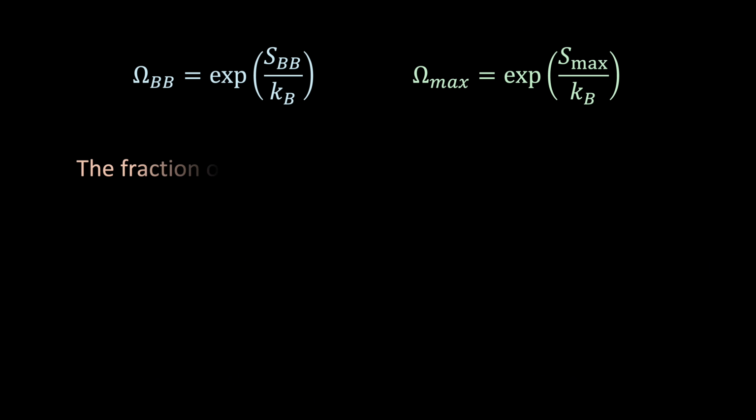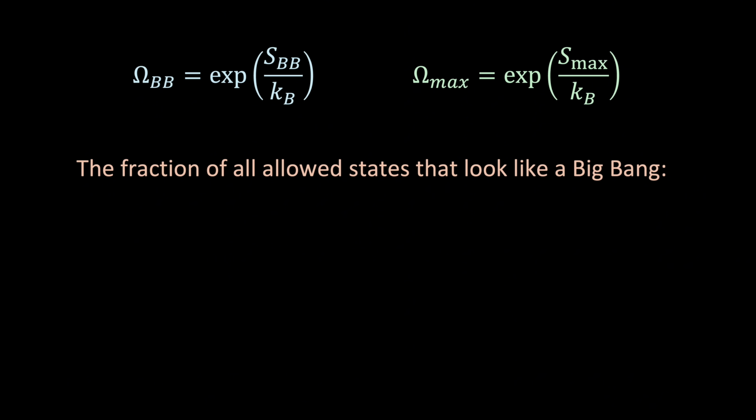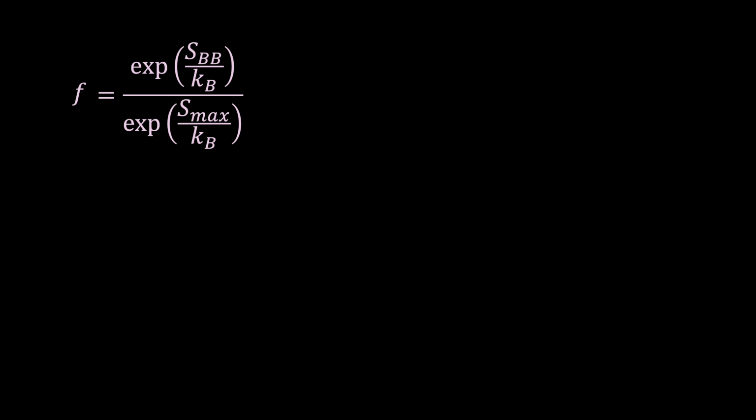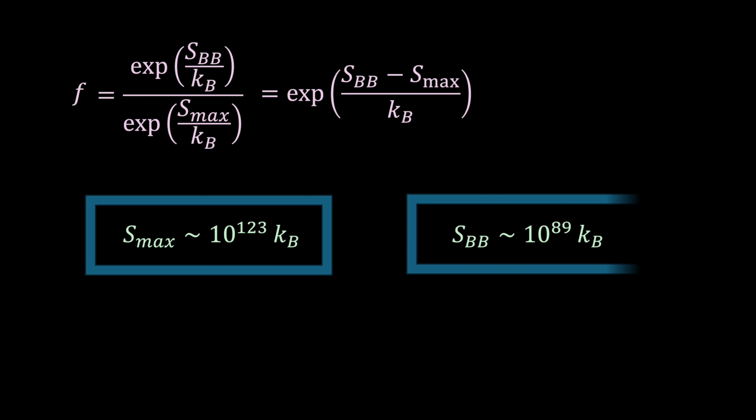It then follows that the fraction of all allowed states that look like the low entropy Big Bang is simply the ratio Ω_BB divided by Ω_max. And if we sub in the expressions we just derived, we find the following expression. Now, we can neaten this up a bit by combining the exponential terms, and then to evaluate this expression, we simply need to sub in the values that we determined earlier.